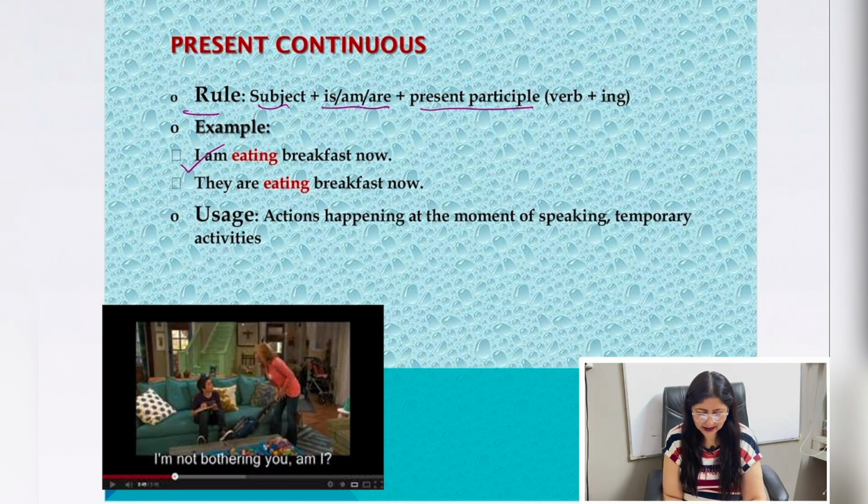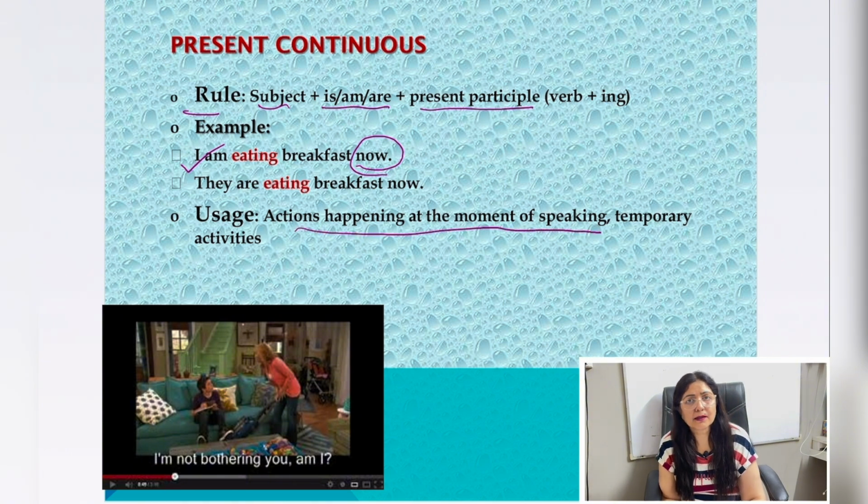Now is indicating right now, actions that are happening at the moment of speaking, or some temporary actions, like I am eating breakfast now and after that I will give you a lecture. So for temporary actions or actions that are happening at the moment, we make use of present continuous or progressive tense. For plural, we will be using they are eating breakfast now. Very easy tense to remember: what is going on just now, we will be making use of present continuous or progressive tense.